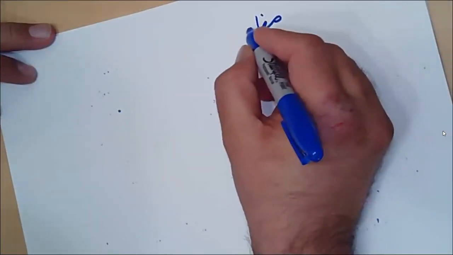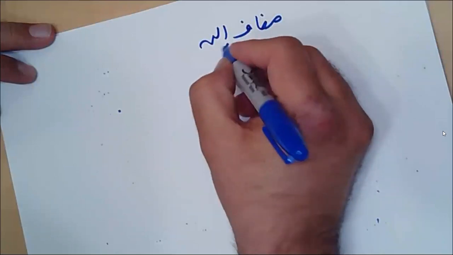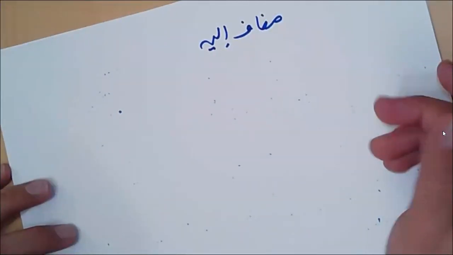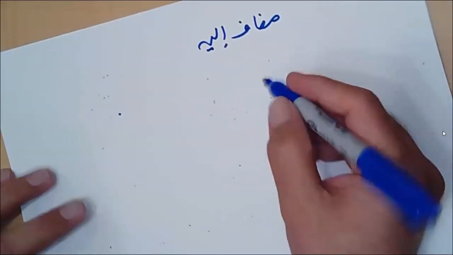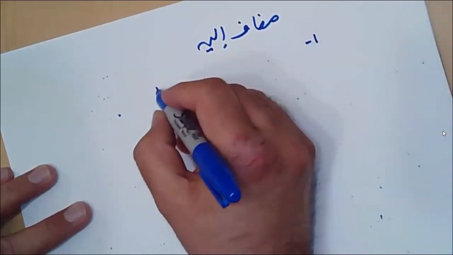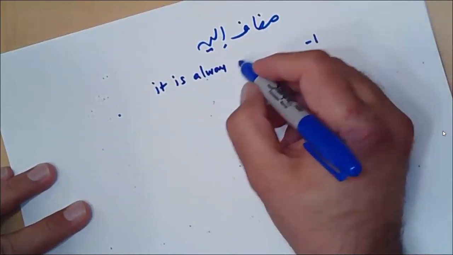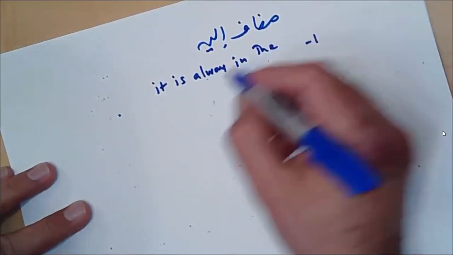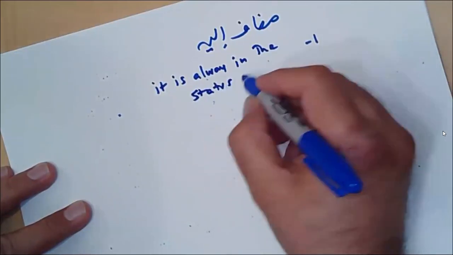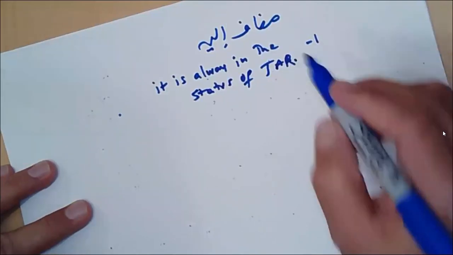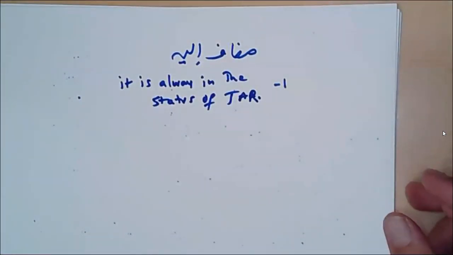Now let's look at muzaf ilay. Muzaf ilay has simpler rules. Okay. So the rule for muzaf ilay is that it is always in the status of jar. That's the only rule about muzaf ilay.